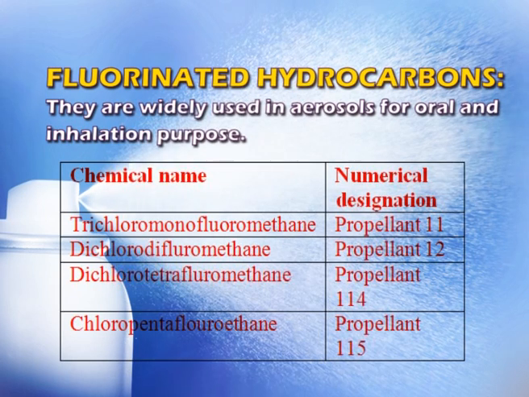The first name is trichloromonofluoromethane. It is designated as propellant 11. The second one is dichlorodifluoromethane. It can be written as propellant 12. The third one is dichlorotetrafluoroethane. That can be written as propellant 114. The next one is chloropentafluoroethane. That can be written as propellant 115.